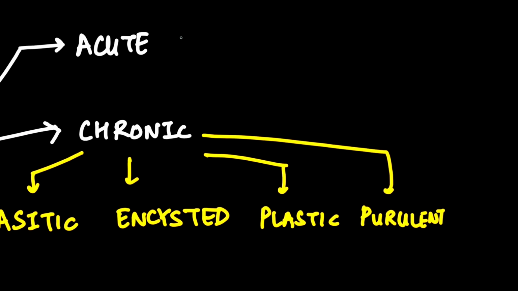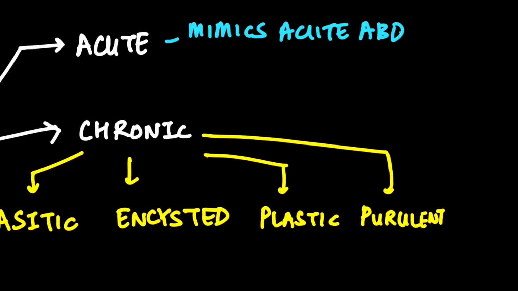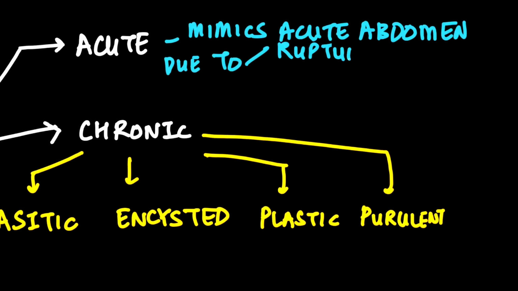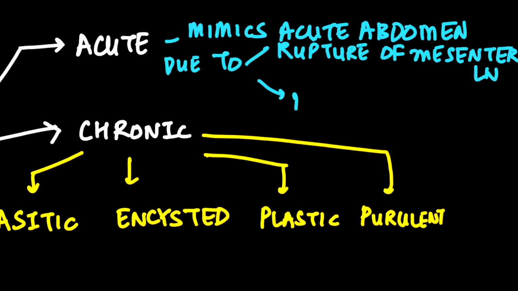So the acute type mimics acute abdomen, so it's a non-table diagnosis. Usually the patient will present with features of peritonitis, and it is due to either rupture of mesenteric lymph nodes or can be due to perforation.